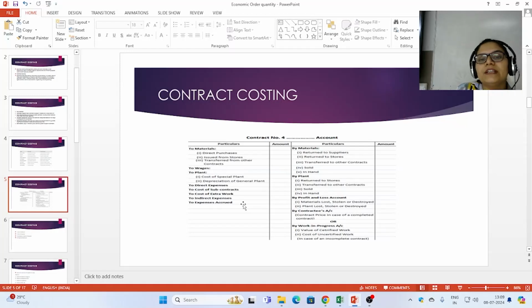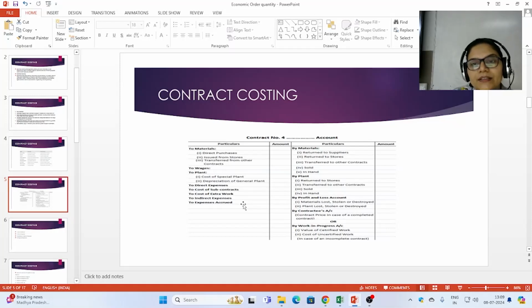Now comes the credit side. In credit side, we have materials. In the credit side of contract account, the following items related to material are shown. Material returned to supplier. If excess material was purchased from the supplier and now it is not being used in the contract further, then such materials may be returned to the supplier. The contract account will be credited by the amount of material returned to the supplier.